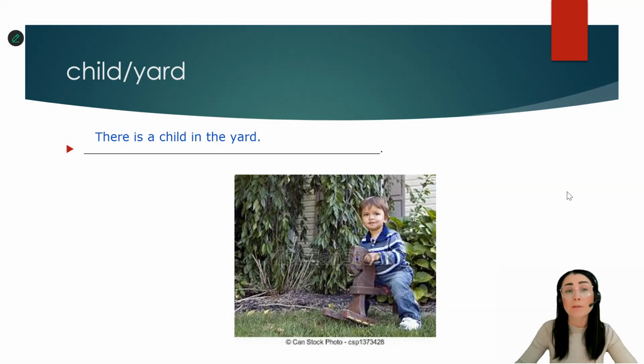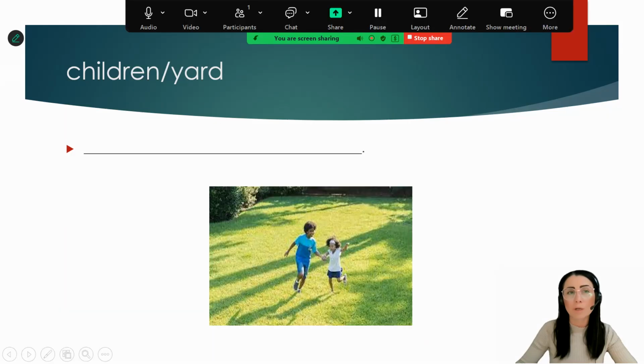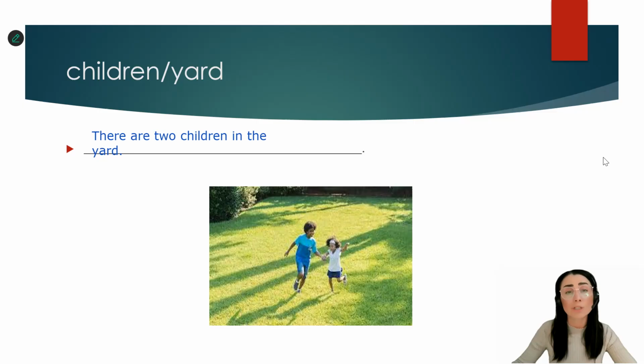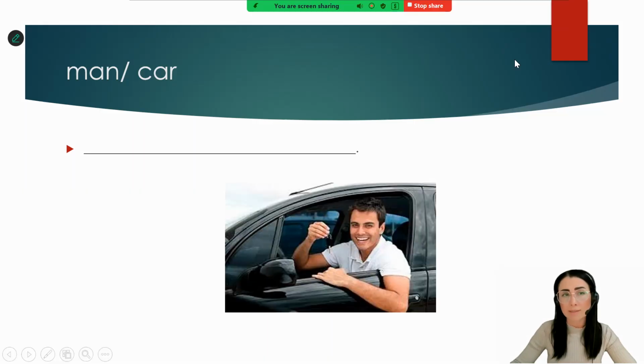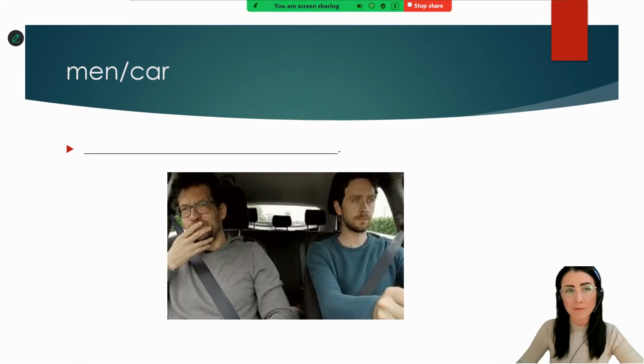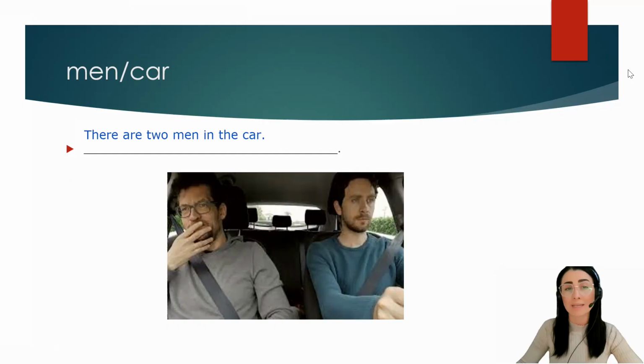Correct answer. There is a child in the yard. What about this one? Correct answer. There are 2 children in the yard. What about this? Correct answer. There is a man in the car. What about plural form? Correct answer. There are 2 men in the car.